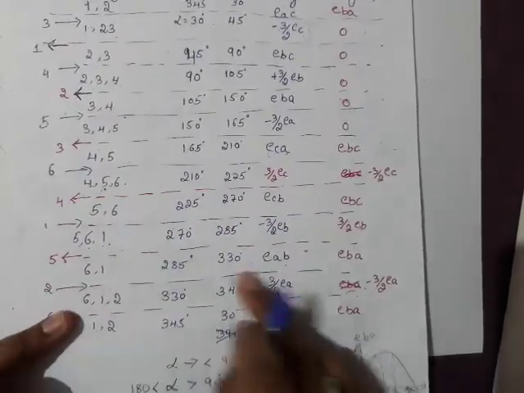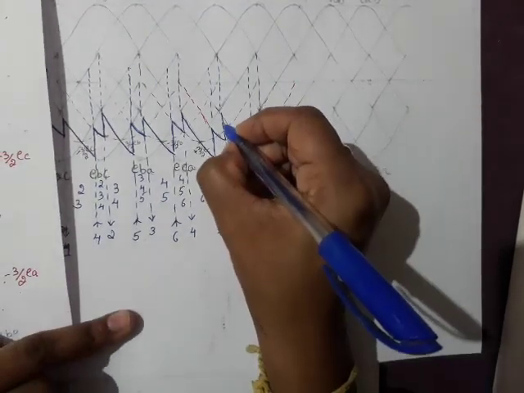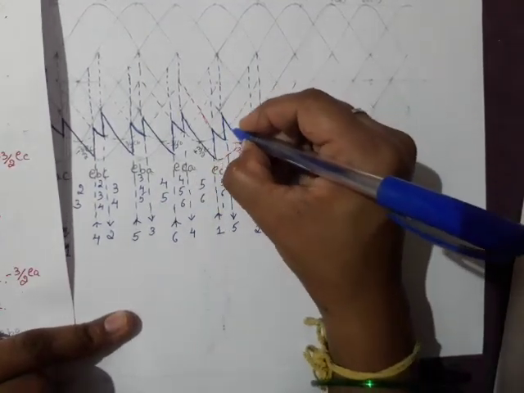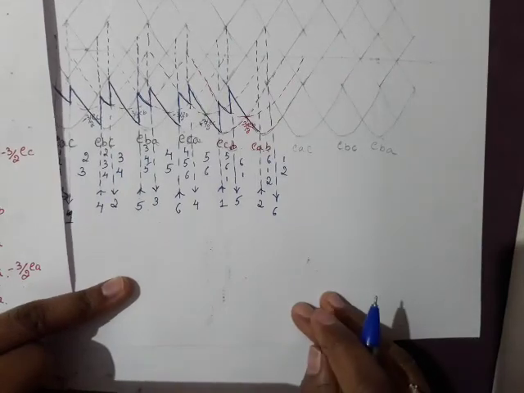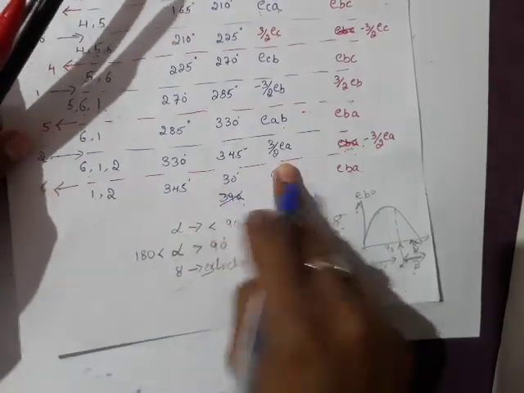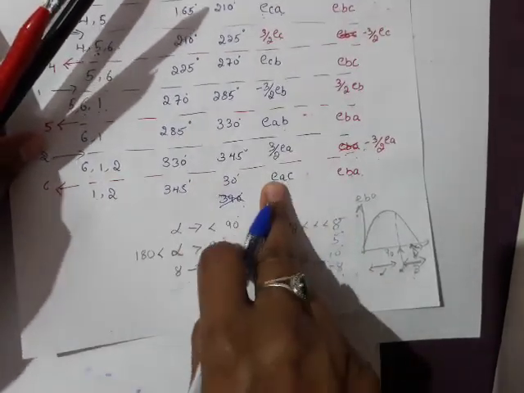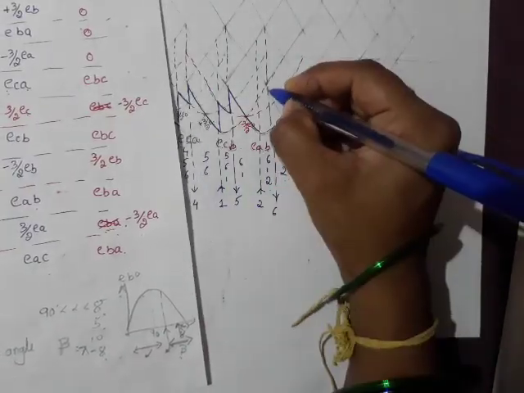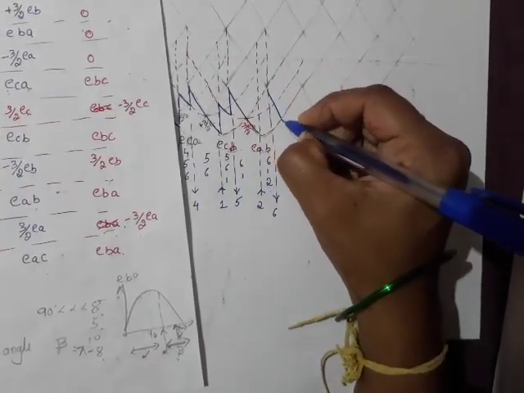Then when 6 and 1 is conducting, EAB, that is line voltage. So EAB is here, it will follow EAB. Done. Okay. Then when 6, 1, 2 is conducting, it is 3 by 2 times of EA. When 1, 2 is conducting, it is EAC. First I will write for 1, 2 conducting, it is EAC. So from here it is EAC.